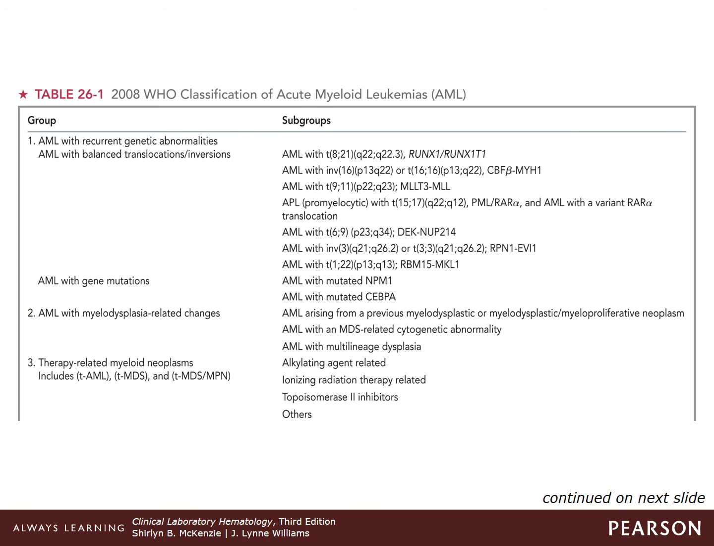The third category here is therapy-related myeloid neoplasms, and this includes therapy-related AML, myelodysplastic syndrome, and MPN-MDS therapy-related causes of transformation. AML occurs as a late complication of the cytotoxic chemotherapy drugs or from radiation therapy from a previous malignancy.